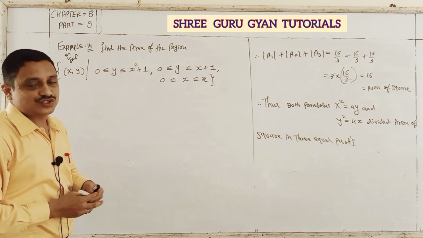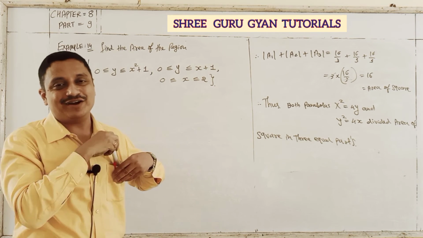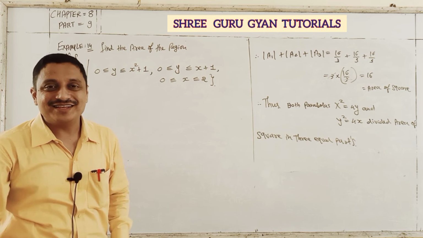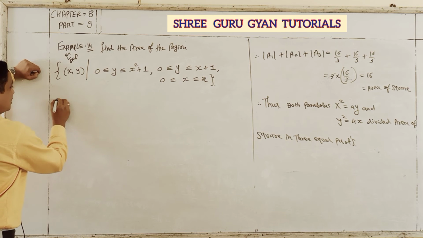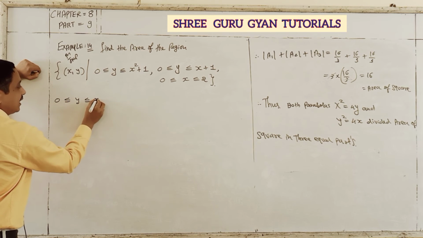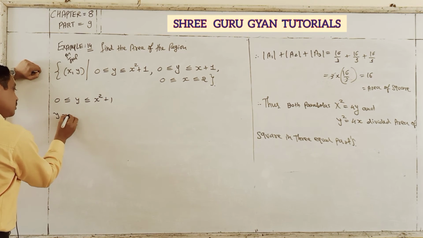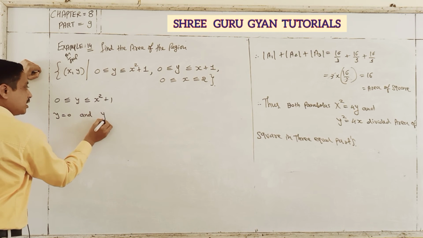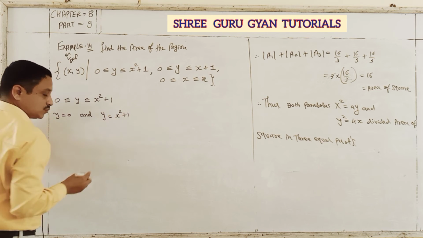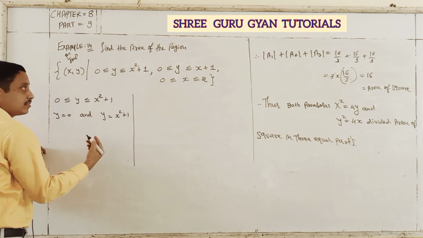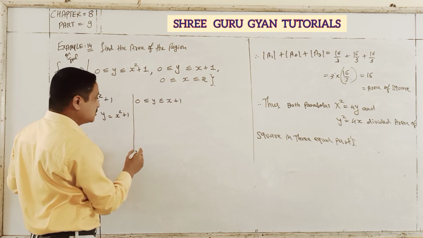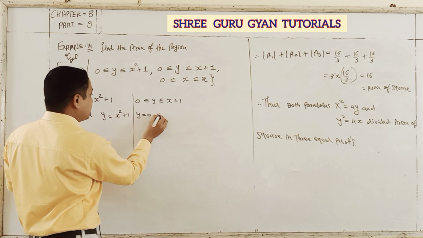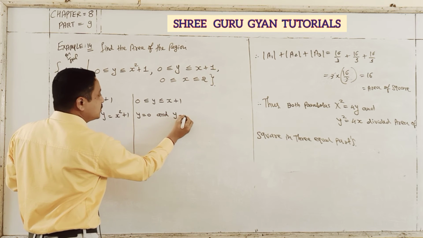Now first of all, the given inequality I will translate into the simplest curves. So these represent 0 less than y less than x square plus 1, one curve is y equals 0 and one is y equals x square plus 1. Second, same, 0 less than or equal to y less than x plus 1. So here also y is equal to 0 and y is equal to x plus 1.